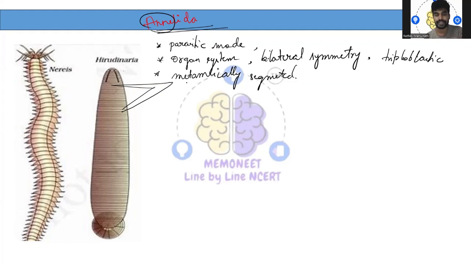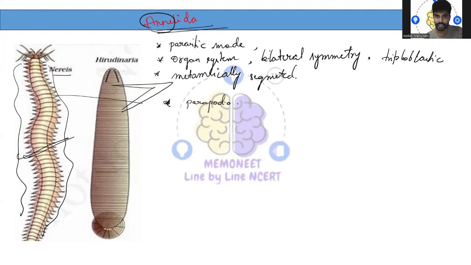And basically, when you see aquatic annelids, like Nereis, they are aquatic annelids, right? These aquatic annelids possess lateral appendages. Can you see this? Lateral appendages, which are called parapodia, which actually help in swimming or movement in the water.